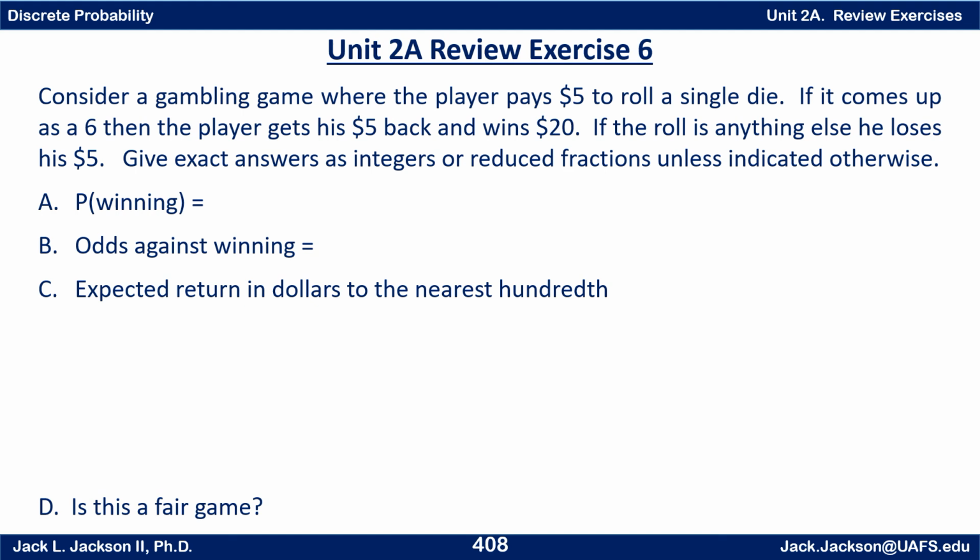Exercise 6. Consider a gambling game where the player pays $5 to roll a single die. If it comes up as a 6, then the player gets back his $5 and wins an additional $20. If the roll is anything else, he loses his $5. Give exact answers as integers or reduced fractions unless indicated otherwise. A. What is the probability of winning? B. What are the odds against winning? C. What is the expected return in dollars to the nearest hundredth? And D. Is this a fair game? Press pause now.